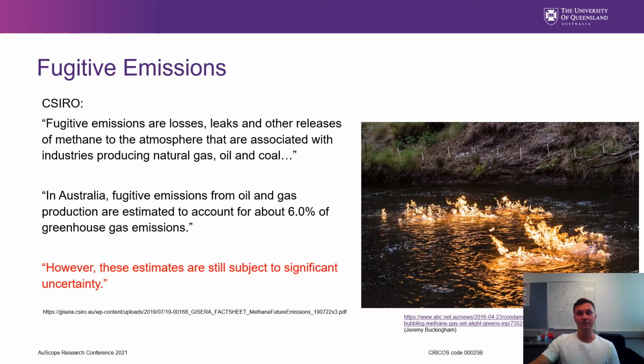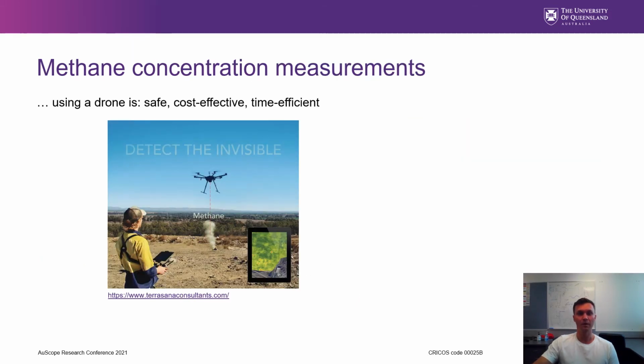However, as I said before, estimating fugitive emissions is highly uncertain. That's why there is an increased interest in improved estimation methods. For our little scoping study, we have teamed up with a consultancy company called Terrasana Consultants, and they have a drone that is fitted with a laser detector that can measure methane concentrations.